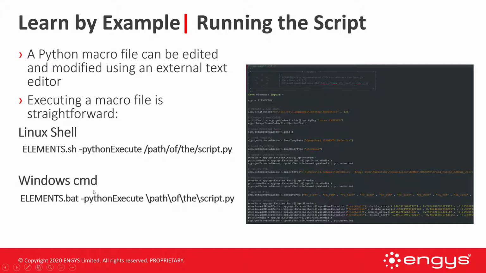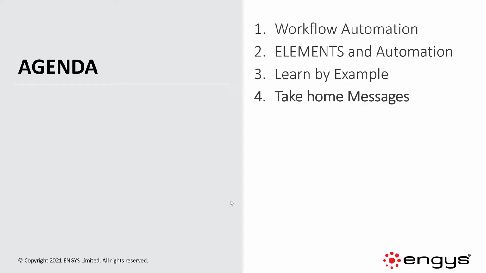Within the Windows command line, we need to have the full path to the ENGYS.bat file, and then the same flag and path to the script.py. And that will execute the Python script itself. If you have a local license, then it will find the license on your machine. If you have a license server located somewhere else, then you will need to export some variables in order for the Python script to look for the license server location. That type of information is in the documentation for Elements. Or you can just send an email to support and we can walk you through the whole process.